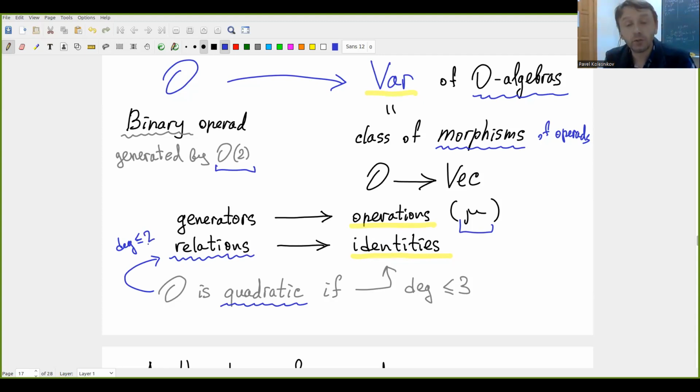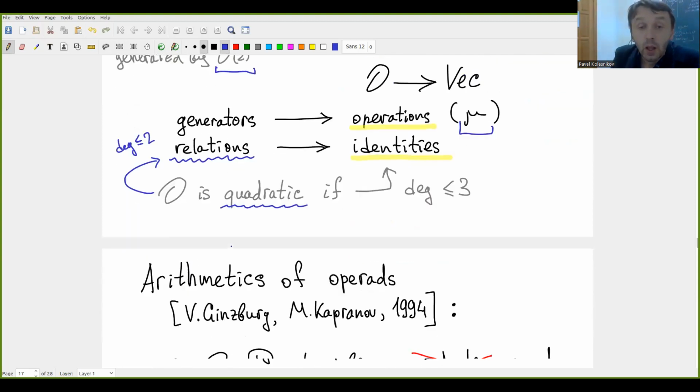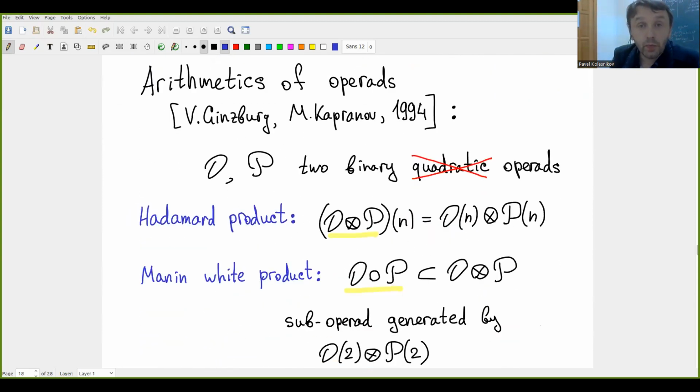Because these relations are relations for operations. There is a famous paper by Ginzburg and Kapranov, where they, in particular, introduced what I can call an arithmetics of operads. In the paper, we deal with binary and quadratic operads. But the structures I'm going to use can be applied not necessarily to quadratic, but to arbitrary binary operads.